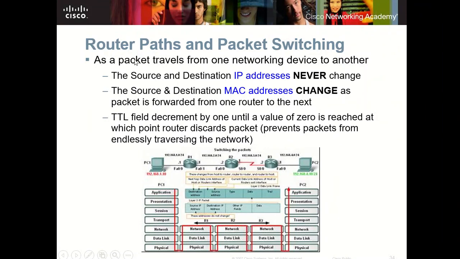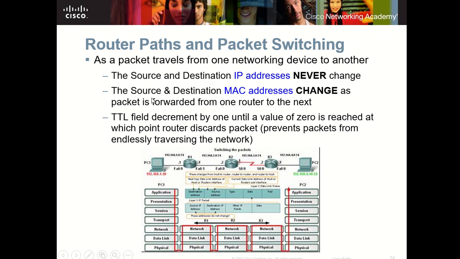So during packet forwarding, as the packet travels from one networking device to another, for example from router 1 to router 2, the source and destination IP addresses never change. That is because they are logical addresses, and they must never change so that the packet reaches its destination. It is like going from the Butuan City bus terminal to the Davao City bus terminal: the source is logically Butuan and the destination is Davao, at a specific address.